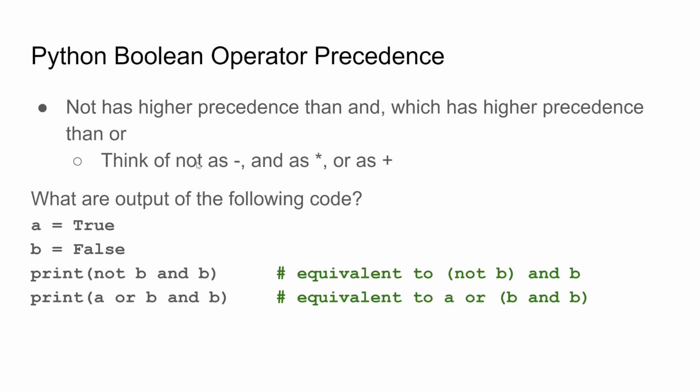You can think of not as like a minus or negative sign. When you have negative 3 times 5, you think of negative 3 as a number, then times 5. And the and can be viewed as multiplication, and or can be viewed as addition. Therefore, multiplication has higher precedence than addition. In fact, the relationship goes a little bit deeper than just this syntactically. The and acts a lot like multiplication.